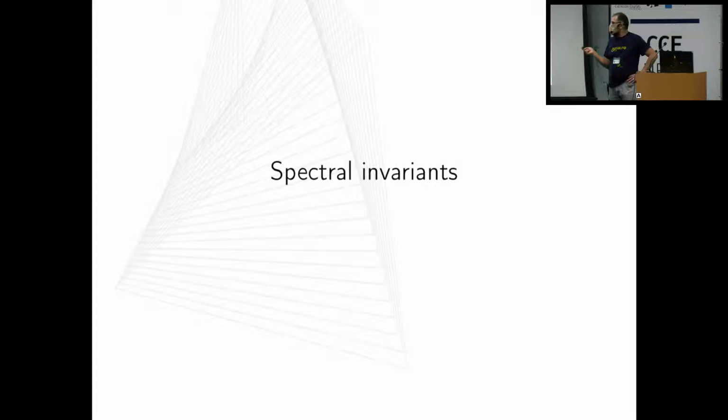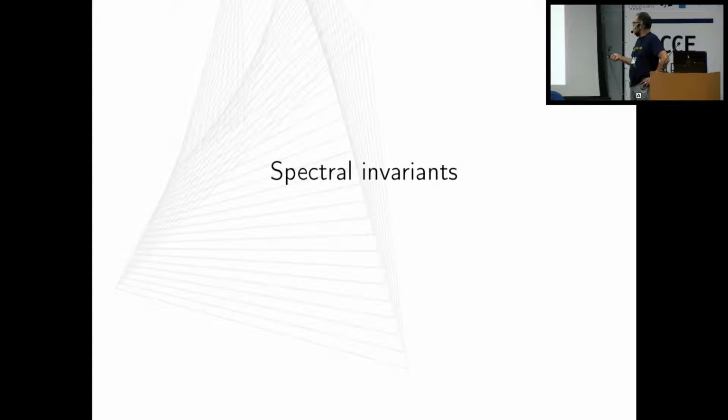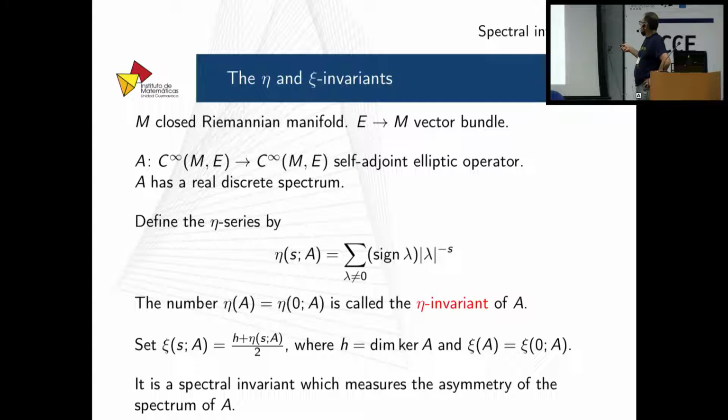Now I will define some spectral invariants for operators on a manifold. I want to define the eta and psi invariants defined by Atiyah, Patodi, and Singer. So we take M, a closed Riemannian manifold, a vector bundle over M, and a self-adjoint elliptic operator acting on the sections of this vector bundle. Since the operator is self-adjoint, it has a real spectrum, and since it is elliptic, the spectrum is discrete. So we can define this series, called the eta series, which is the sum over all the eigenvalues different from zero of the absolute value of the eigenvalue to the minus s, where s is a complex variable, multiplied by the sign of the eigenvalue.